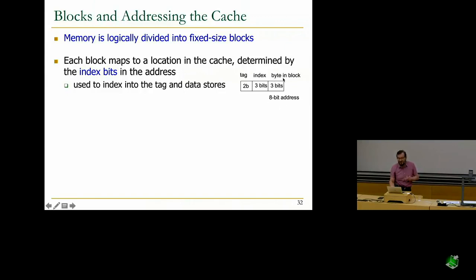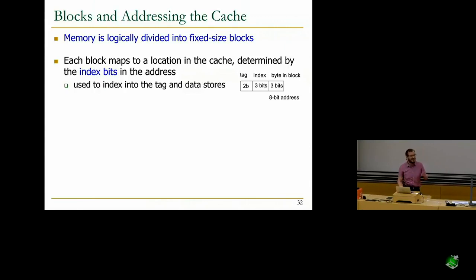There's something called byte in block that consists of 3 bits, assuming this is byte addressable. This means that by just looking at this address, you can tell how many bytes there are in your block, right? It's 2 to the 3. You have 8 bytes in a block. And by just looking at this, you can also tell how many indices there are. There are 8 possible indices that you have in the cache. And this is your tag. We're going to see what happens with the tag in a little bit.